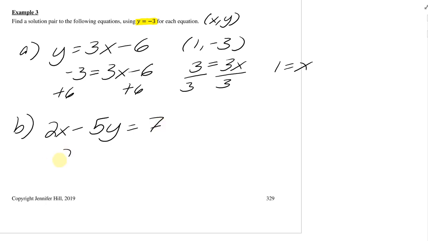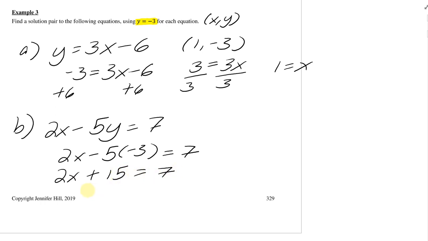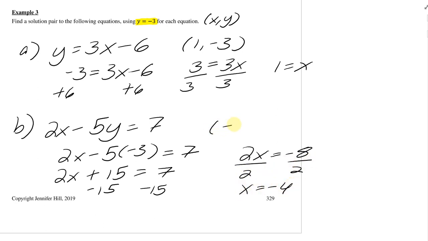Okay, so I'm going to plug in negative 3. If I do that, this is going to give me 2x plus 15 equals 7. Now I just have to solve for x. So I subtract the 15 from each side. Now I get 2x equals negative 8. Divide each side by 2, and I get x equals negative 4. So now my solution pair will be negative 4 comma negative 3.